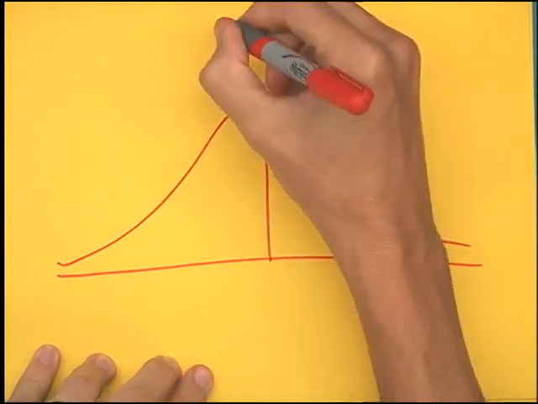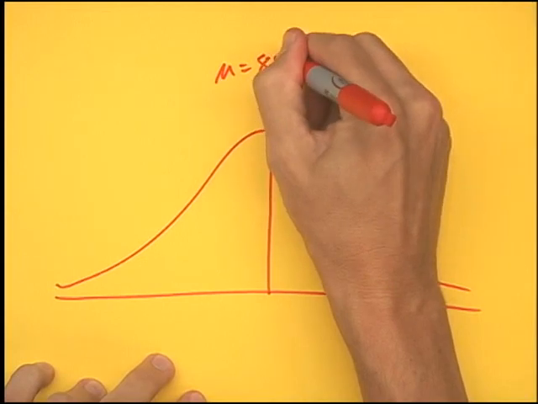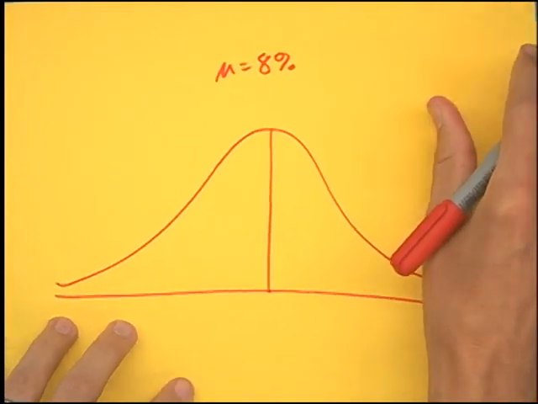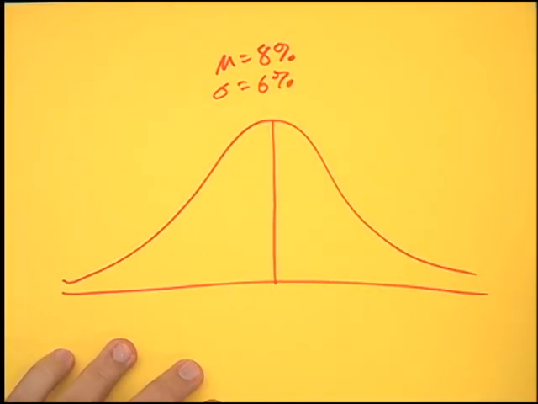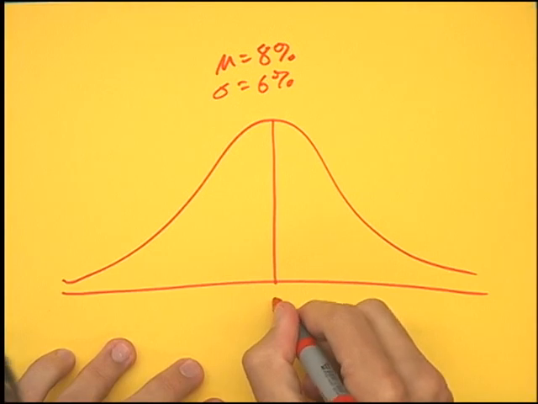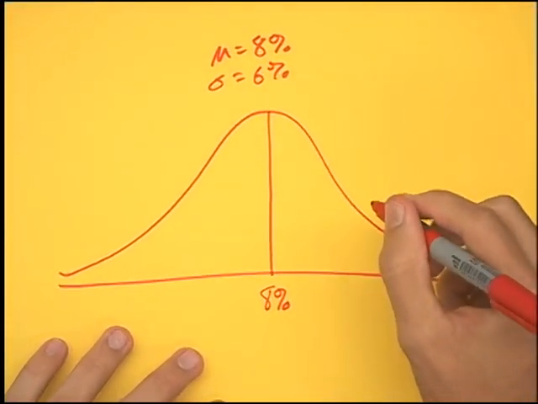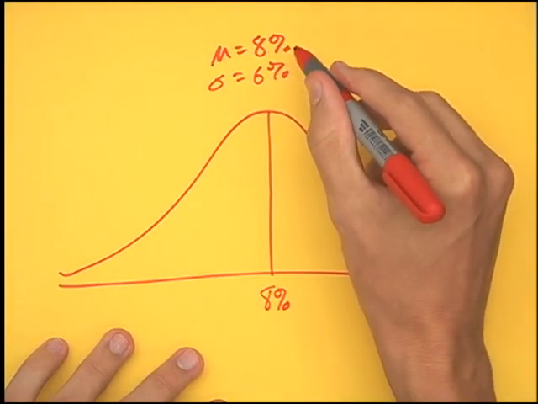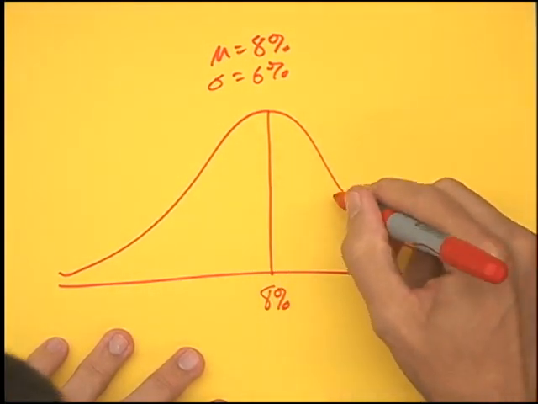Let's say the average return on this investment is 8%, and the standard deviation is 6%. And let's say it's normally distributed. It's not a very good assumption about investments in general, but just for the purpose of example, let's say this one is. So 8% mean, 6% standard deviation.